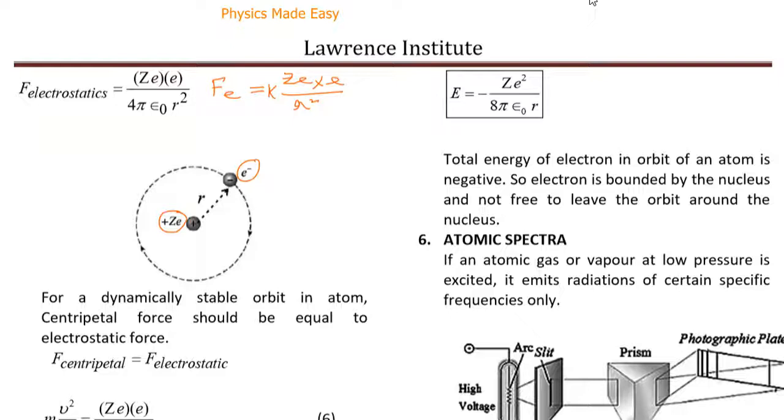As the velocity of this electron is v, the centripetal force Fc will be, if m is the mass of the electron, mv square by r. Now we have already stated that Fe is equal to Fc. Now if I use this formula, from here I can get the formula for kinetic energy directly.